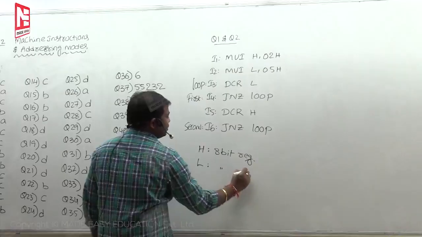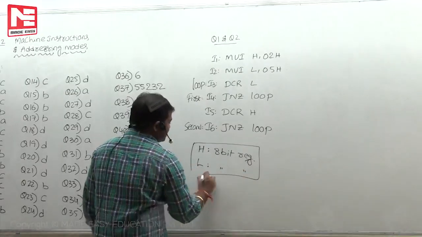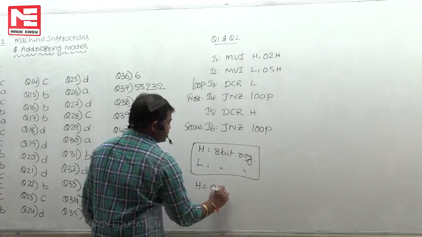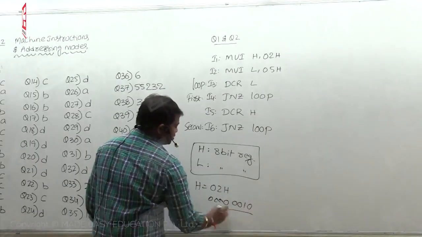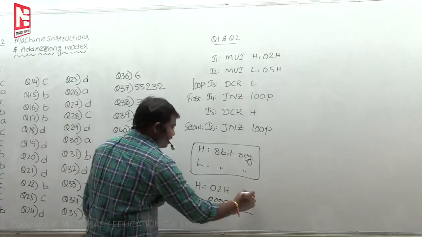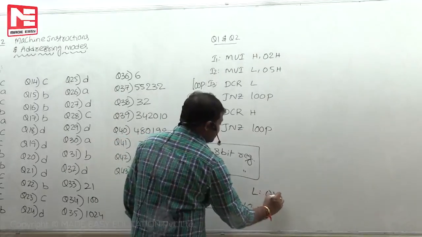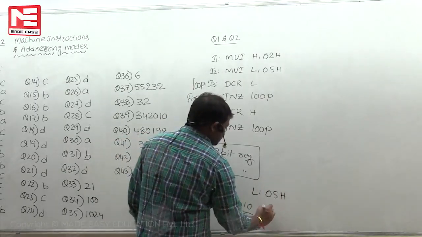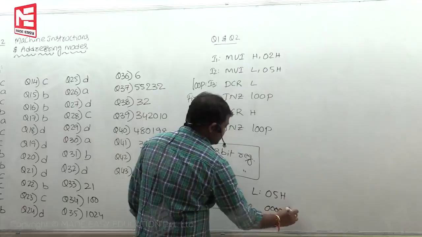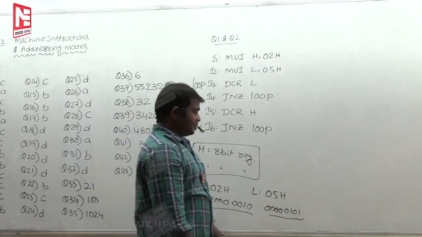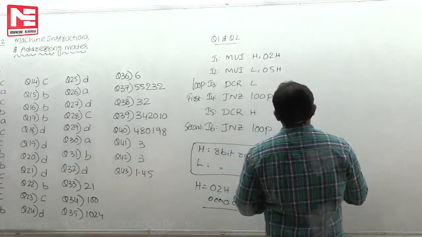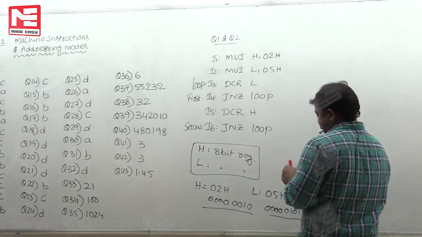How do we know they are 8-bit registers? Because H equals 02H, that means 0000 0010. L equals 05H, that means 0000 0101. Like this. So H and L are the 8-bit registers. Now come to the execution.